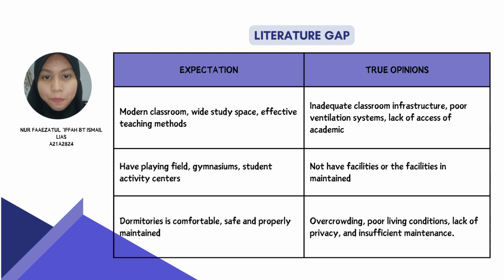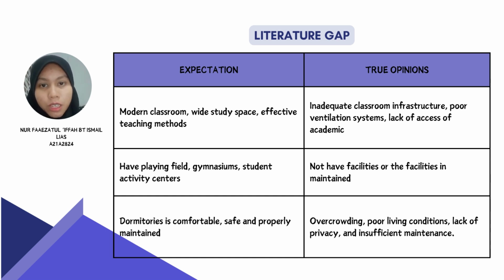Literature gap. A literature gap appears as the difference between the result of research and the actual opinion. For our problem, the difference is the student expectation before registering to University Malaysia Kelantan (UMK), Pengkalan Chepa campus, and their true opinion after registering.